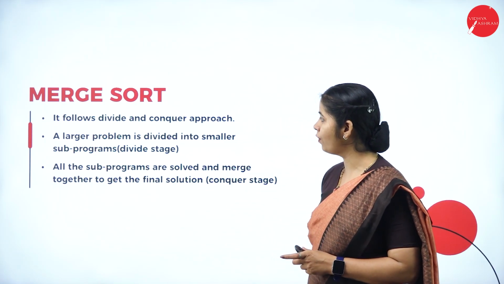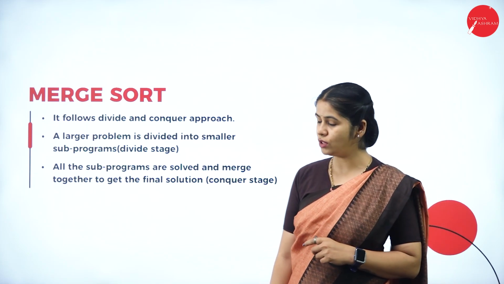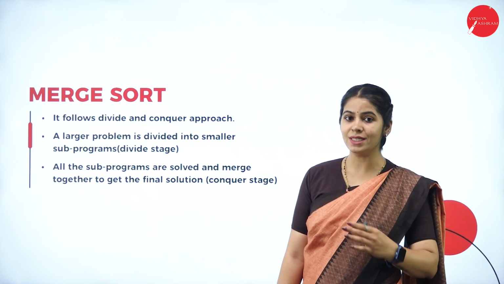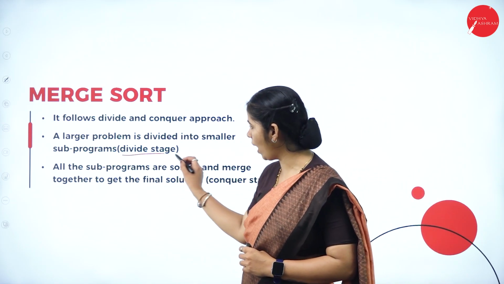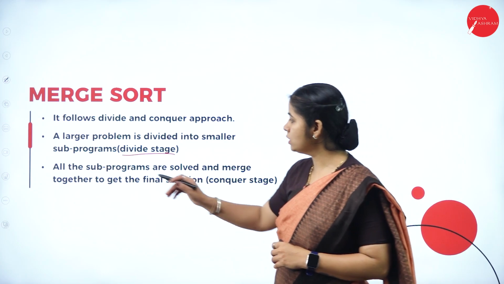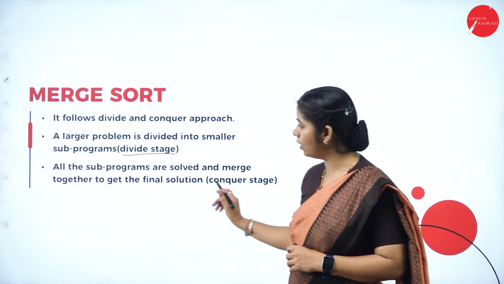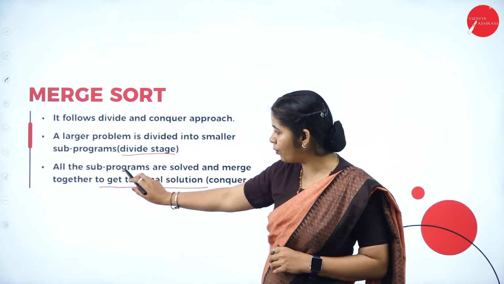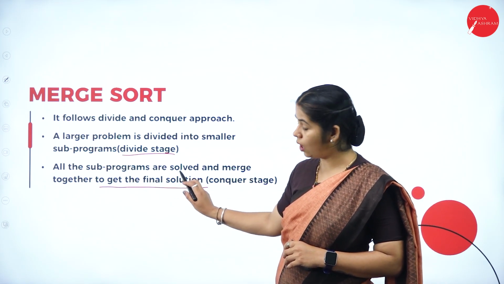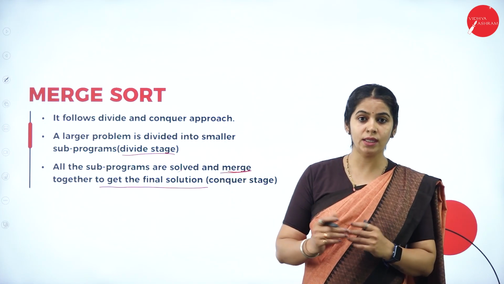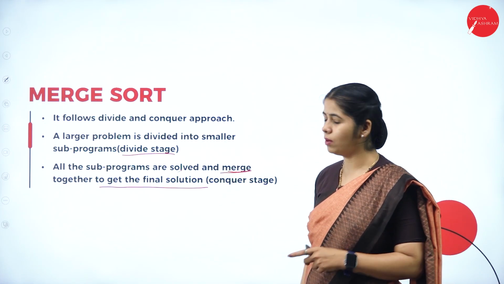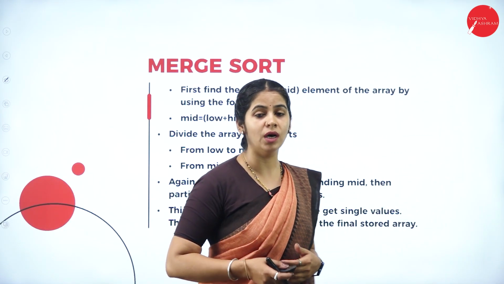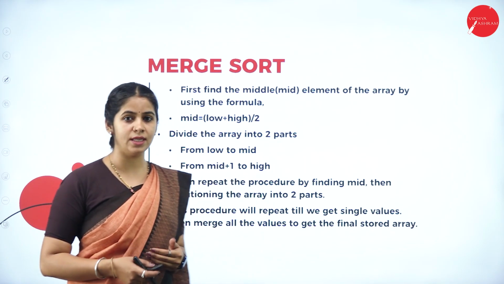So merge sort follows the divide and conquer approach. As I just explained, a larger problem is divided into smaller sub-problems, that is called the divide stage, and all the small sub-problems are solved and merged together to get the final solution. All the sub-problems are solved and merged to get the solution for the given problem. That is what we call the conquer stage. So let's see what the merge sort algorithm will exactly do.